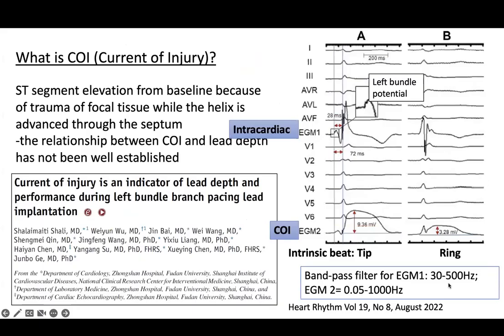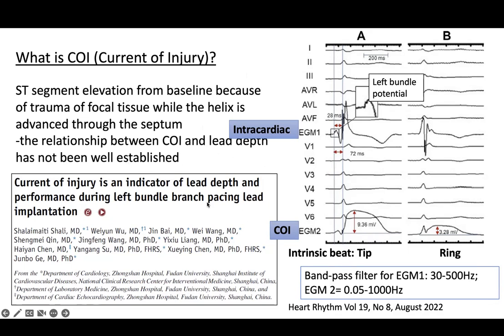Yeah, so I wanted to also talk about current of injury, because it's a great article that came out of this Chinese group last month or two. It's really looking at the current of injury to know what you should do with your lead. Should you keep it where it is, or maybe take it out and find a new position? So really the current of injury is ST segment elevation from baseline because of trauma or focal tissue where the helix is advanced through the septum. The relationship between the current of injury and the lead depth has not really been well established.